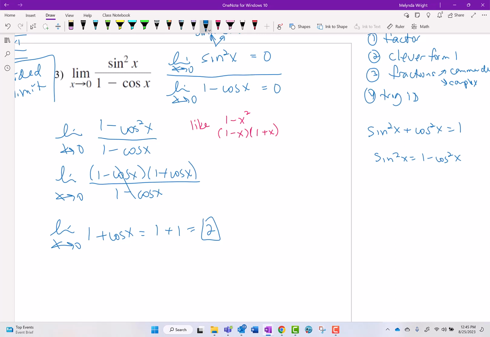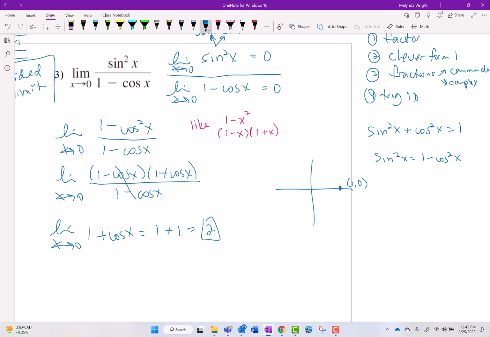All right, how are we doing? How do you know that the cosine of 0 is 1? Unit circle value. So you're here at 0. We know that on the unit circle, that's the point 1, 0. And cosine goes with the x, so cosine is 1.